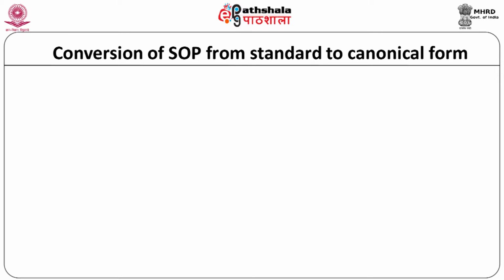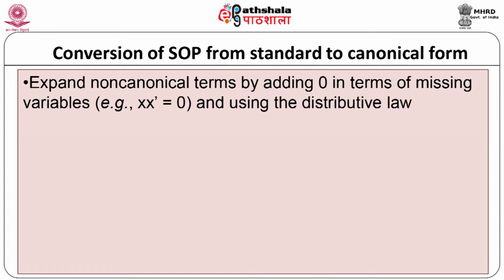The procedure that we have adopted for converting product of sum from standard to canonical form is once again similar. The first step is expanding the non-canonical terms by adding 0 in terms of missing variables. Say for example, x x bar is equal to 0 and then using distributive law. Second step is removing the duplicated terms.